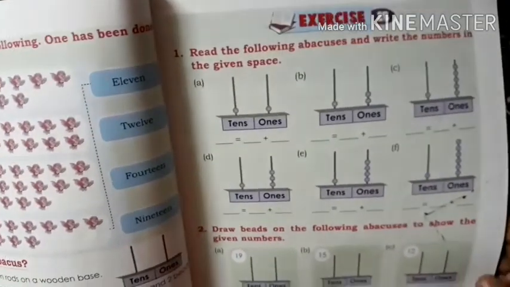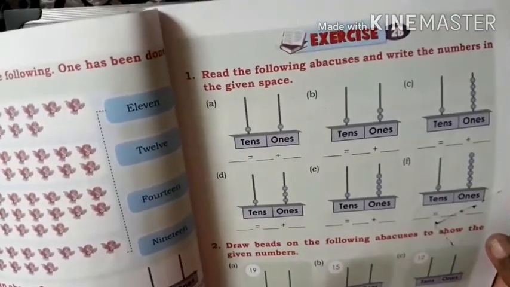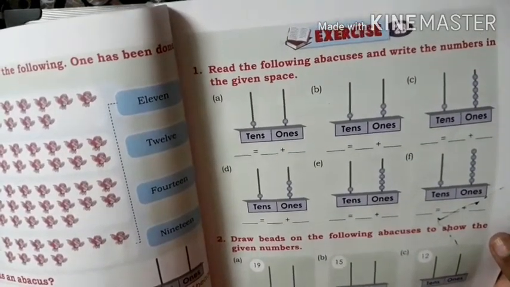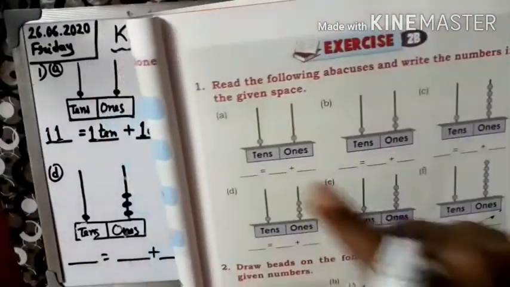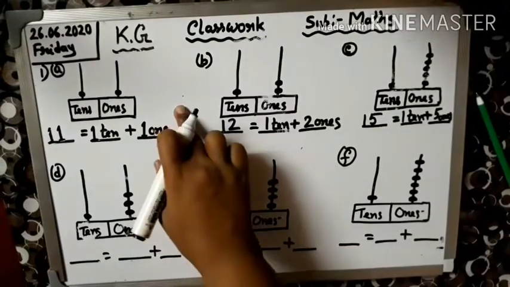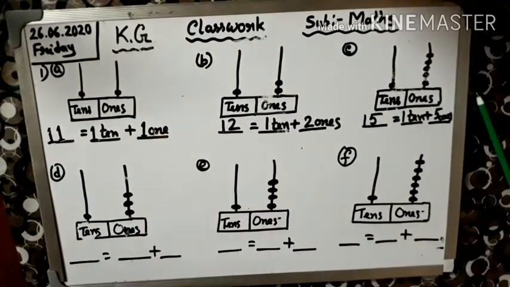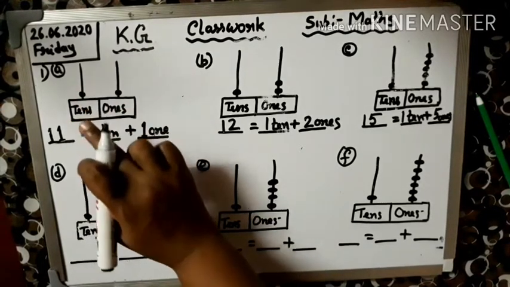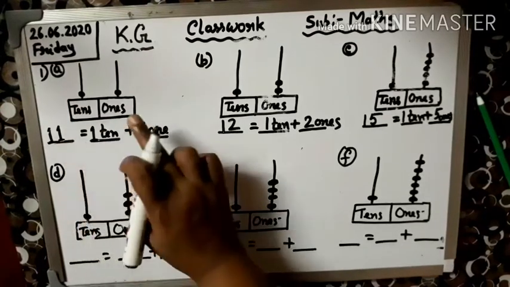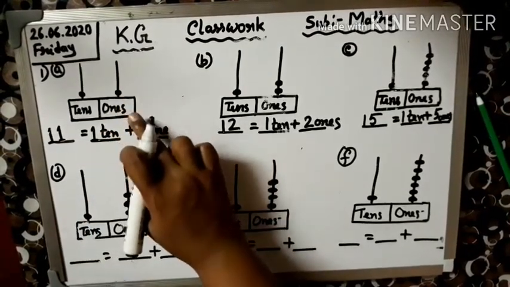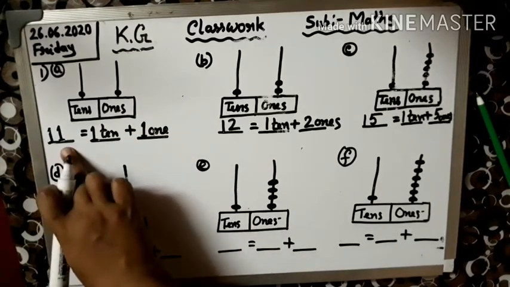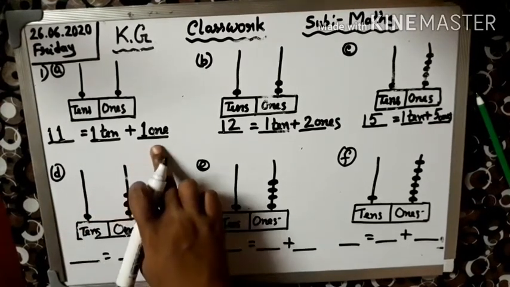Number 1, exercise 2b, page number 31. Read the following abacuses and write the numbers in the given space. Number A. Follow me. See, one bead on the tens spike and one bead on the ones spike. So 1 1, 11, 1 ten plus 1 one.